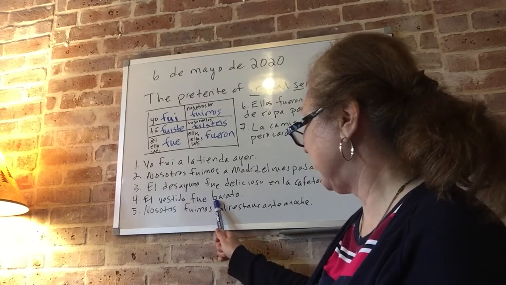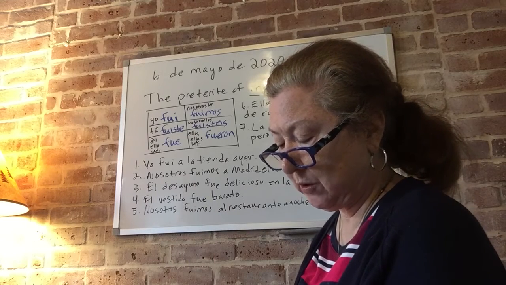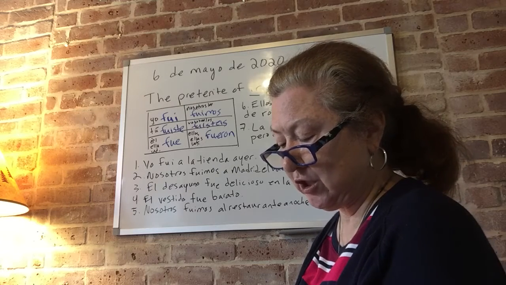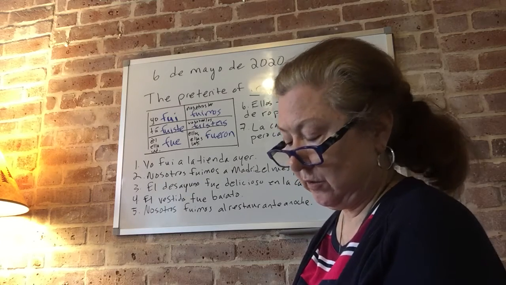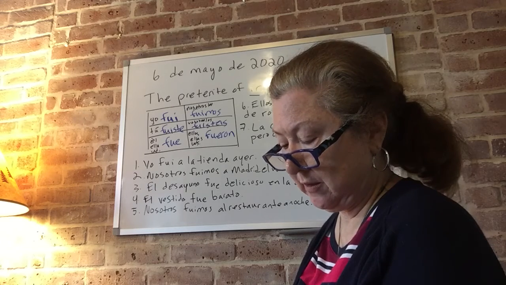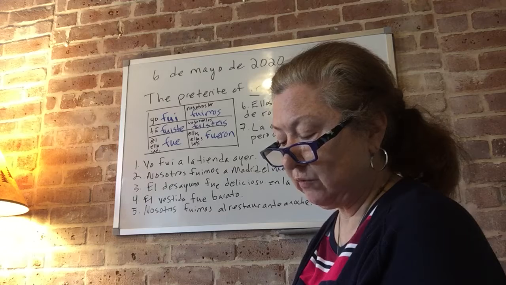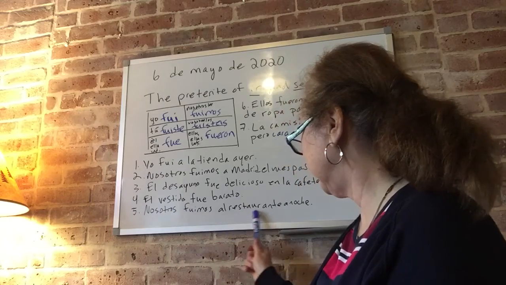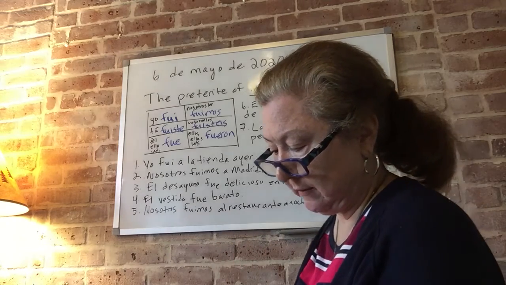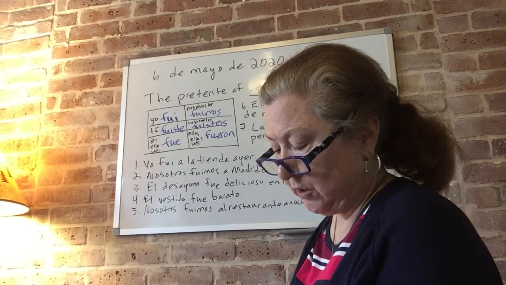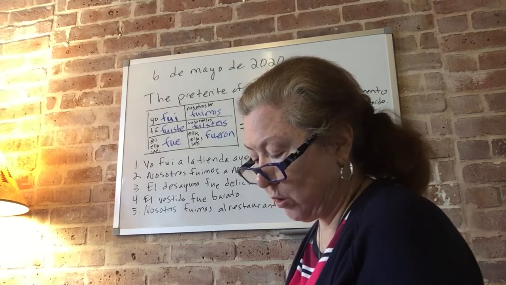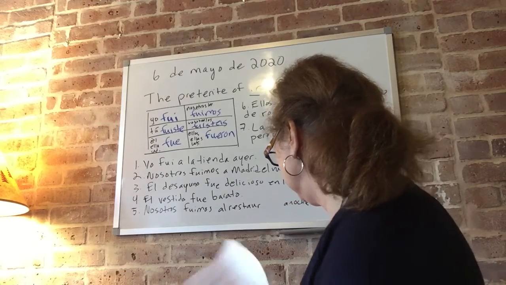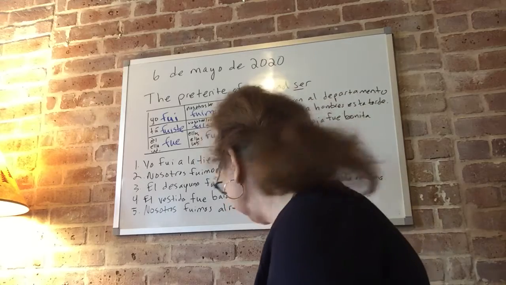El vestido fue barato. Número cuatro. So is it the dress went cheap or the dress was cheap? So right, it would be the dress was cheap. Número 5. Nosotros fuimos al restaurante anoche. So right, it's not we were to the restaurant last night. It was we went to the restaurant last night. Oops. This kind of messed up.